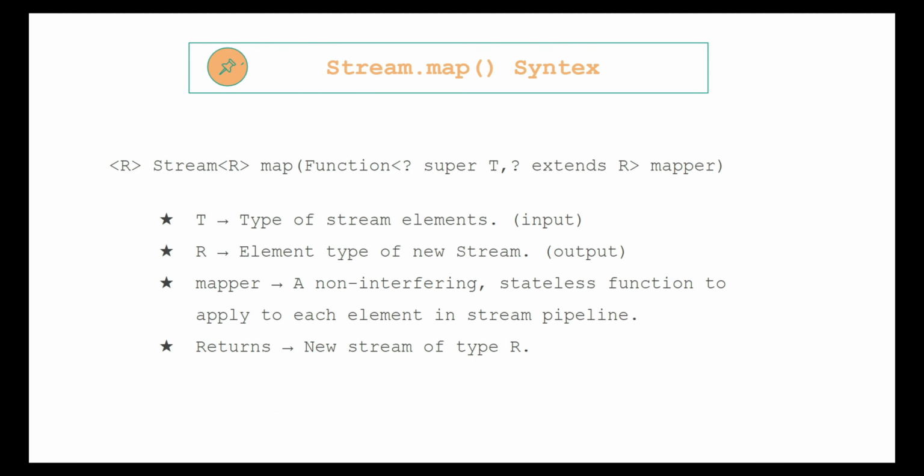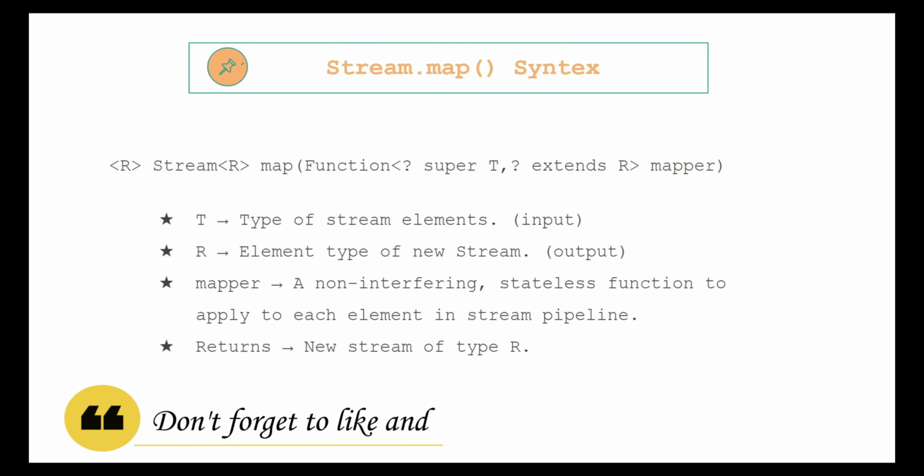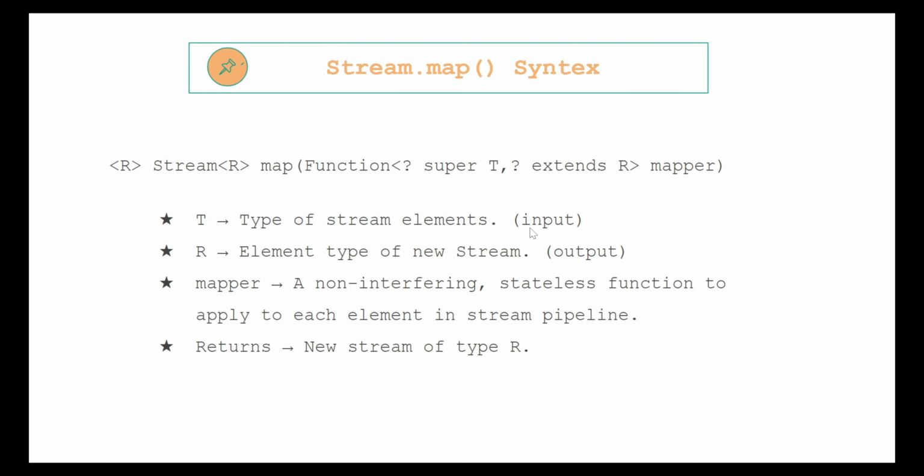Now let's discuss the syntax of the map. So a map takes a function as an input parameter, where T is a type of element, a stream element type, which is considered as input, and R is an element type of the new stream, which is considered as output. And this mapper is a kind of stateless function, which is going to apply on each element in the stream pipeline, and it returns the new stream of type R. This type R is dependent on what value you are passing as an input parameter in the function. So the same type of stream it creates and returns back to the main stream.